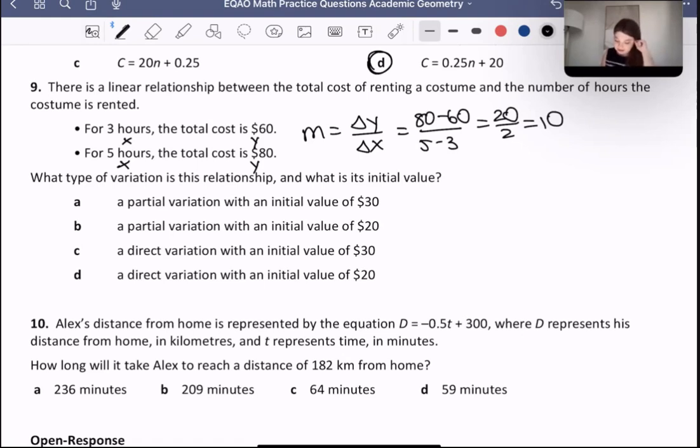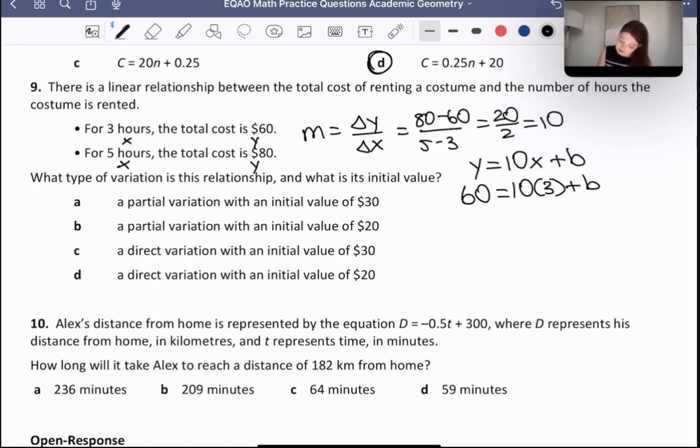Okay, so therefore our slope is $10, or $10 for each hour rented, right? So at that rate, if it's $10 for every hour, we can have the equation y equals 10x plus b. And to find b, the initial value, we need to just plug in one of these. So either 3 comma 60 or 5 comma 80, one of the points we're given. I'm going to choose 3 comma 60, but either way, it's okay.